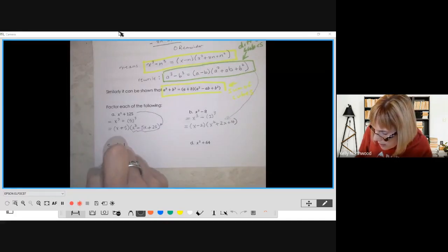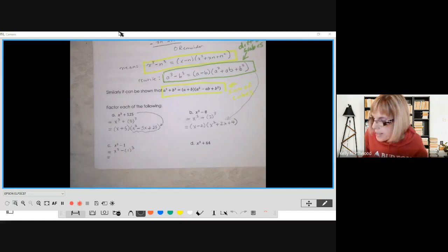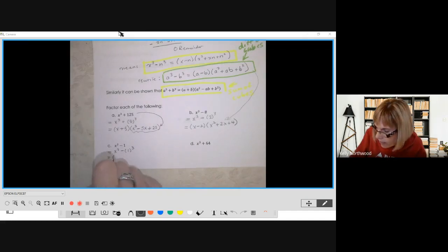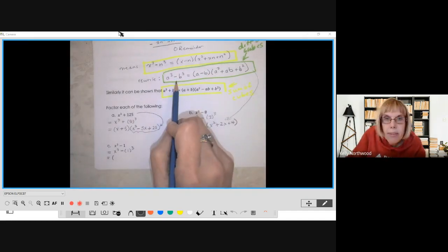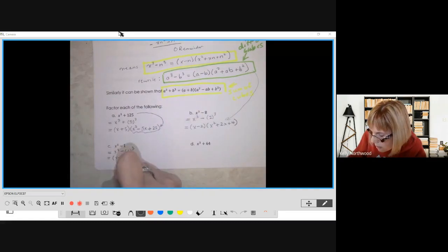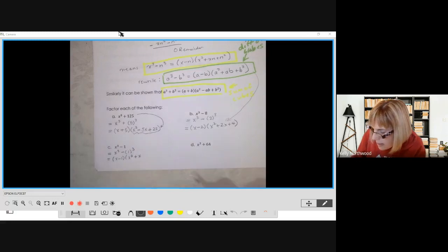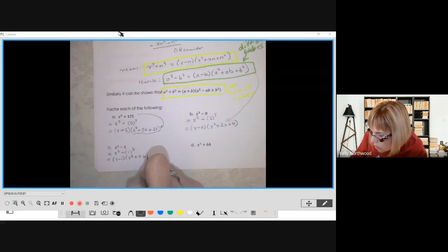Okay, x cubed minus 1. So that's the same as x cubed minus 1 cubed. So it's a difference of cubes again. So you're following the difference of cubes format. So it's going to be x minus 1, x squared plus, so 1x is just x, and plus 1 squared, which is just 1.